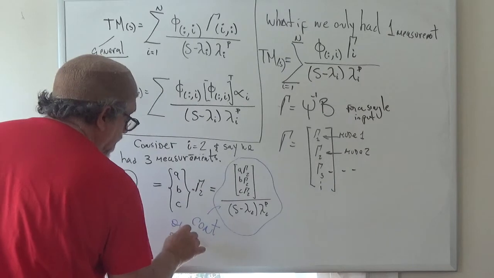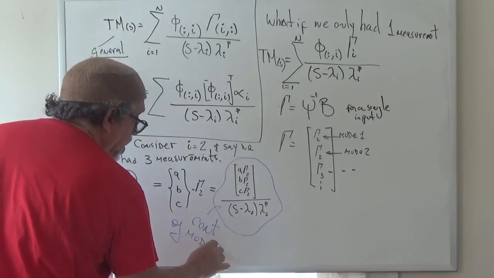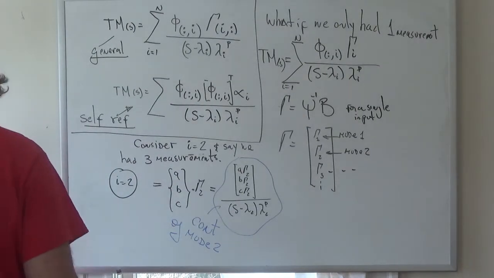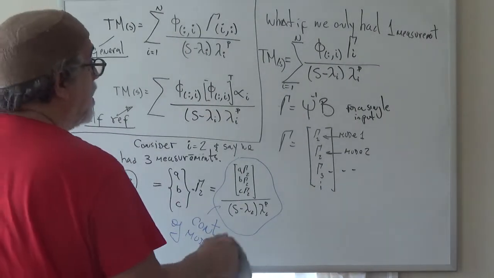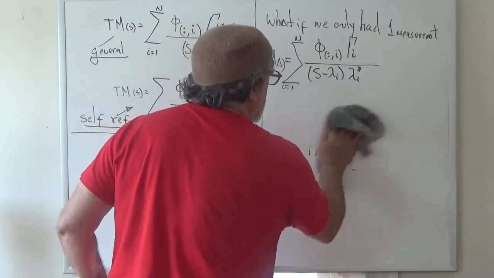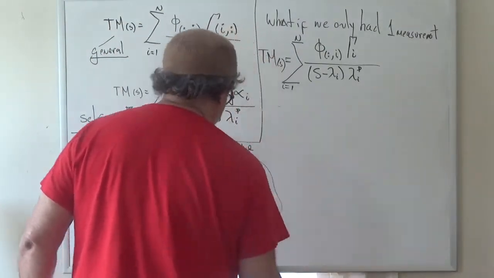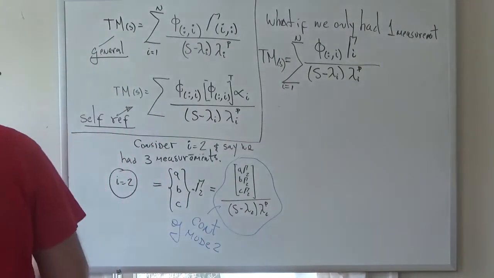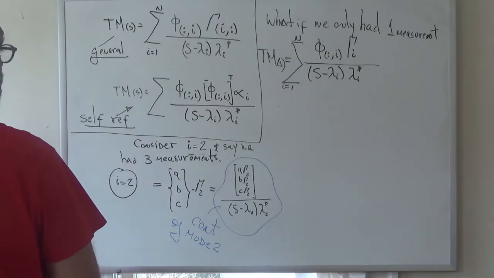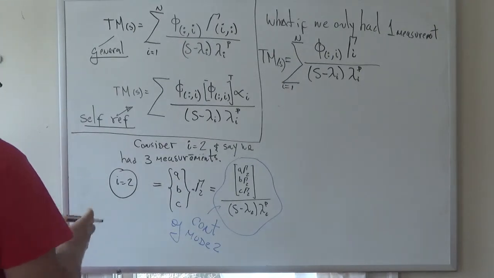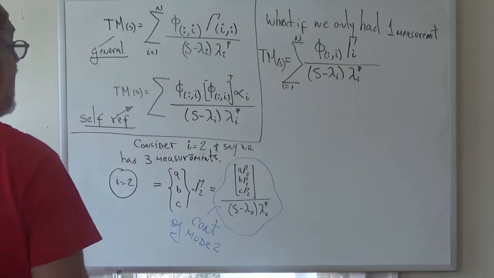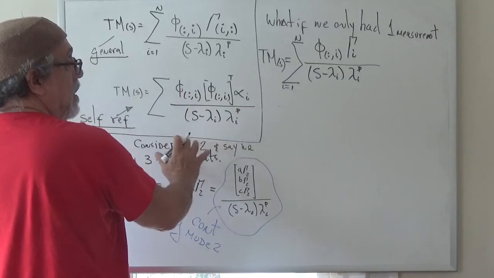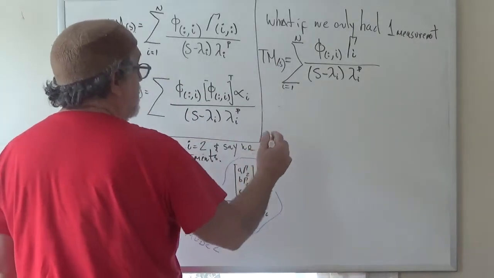Contribution of mode 2, right? Okay. Now I'm going to erase a little bit over here and say, what if I actually had not just one input, but I had all three inputs? If I had all three inputs, then this would apply, right? How would it look in that case?